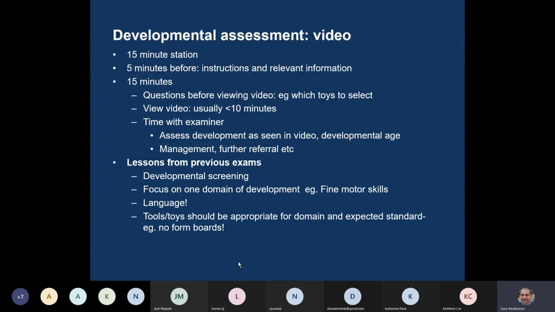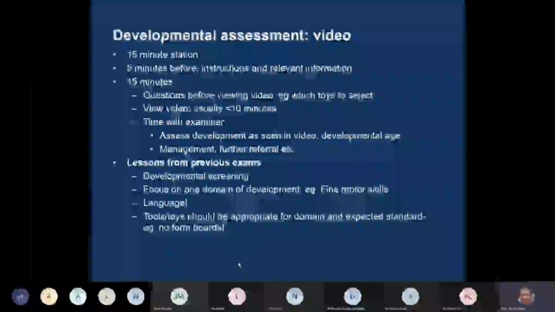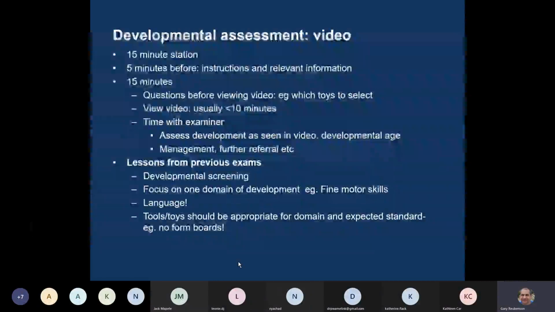Often the examiner will then ask you a few questions around the information you've been given. They'll ask you what equipment you might require, either from a picture or from a box or something like that, to do the developmental assessment. And then you'll have a chance to watch the videos. They're definitely less than 10 minutes. They're usually about 5 minutes. You only get to watch the video once, so take careful note of what's happening. Try not to make excessive notes, because while you're writing, you're missing things that are taking place in the video.